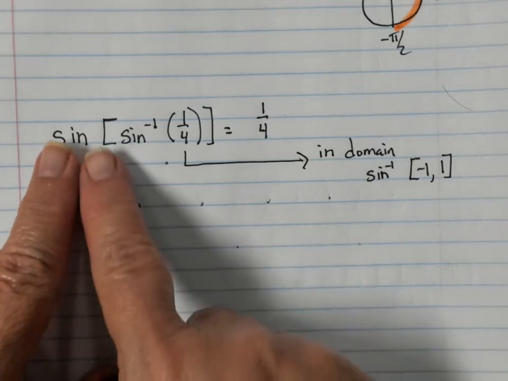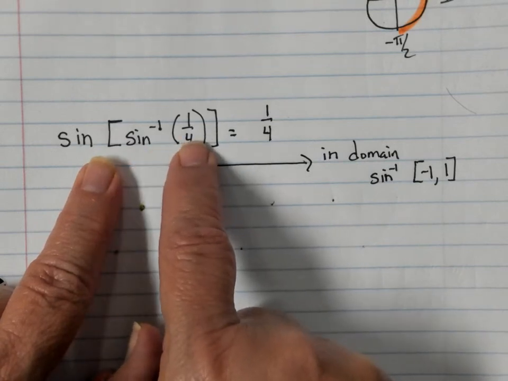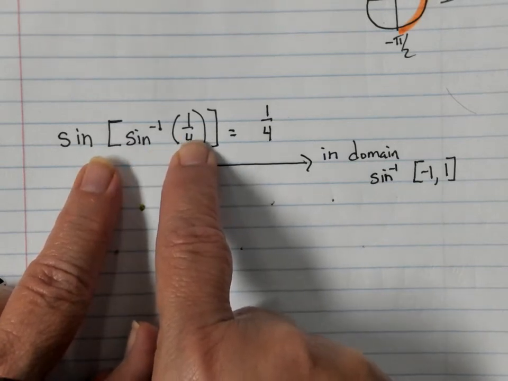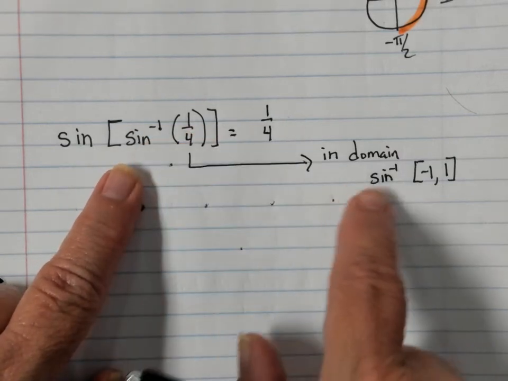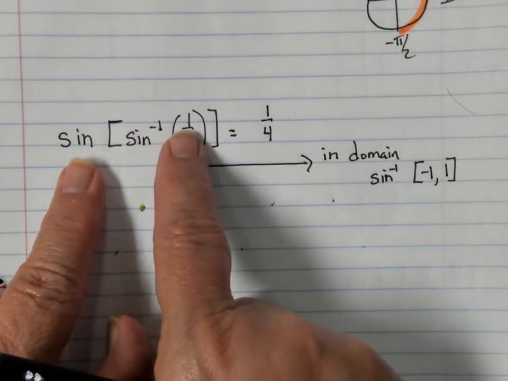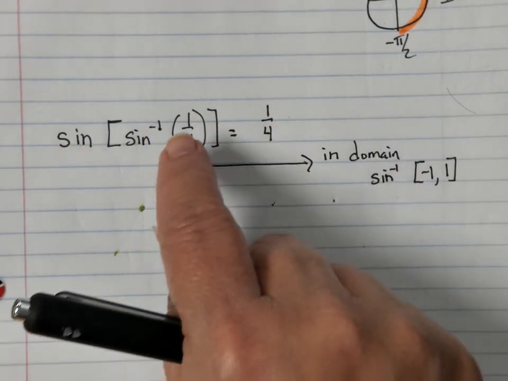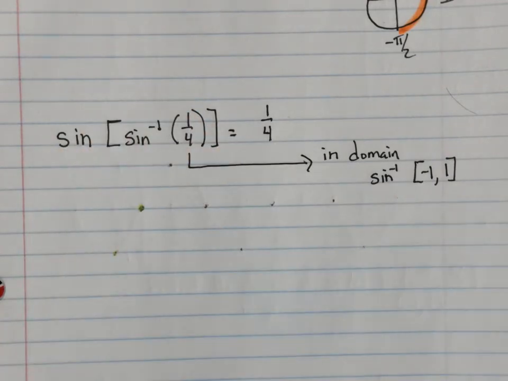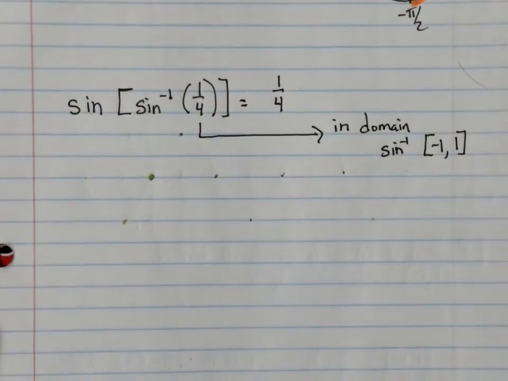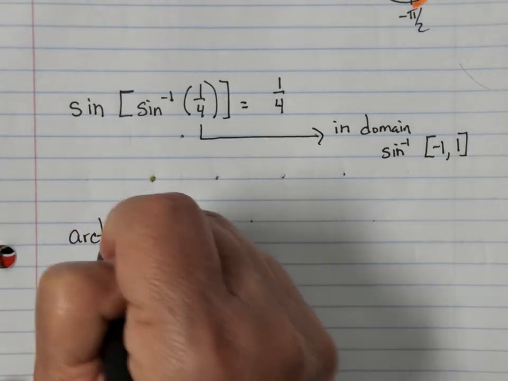But if this had said sine of inverse sine of 2, the inverse sine of 2 wouldn't exist, and so then you wouldn't just put a 2 there. So you have to make sure that this is in the domain in order for that to work out. All right, so let's look at another one. Show you kind of what I was just saying.